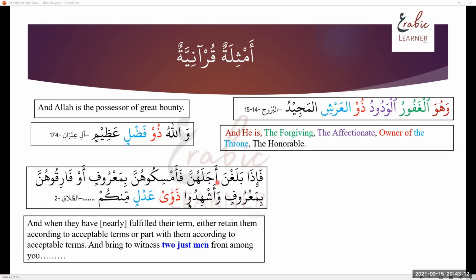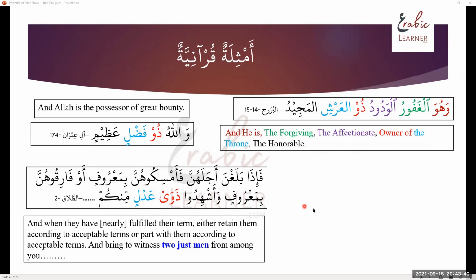Wa ashhidu. Anyway, this will be covered, inshallah. These fi'l will be covered. So this is what? Bring witnesses. Zawai adlin. So this is maf'ul, witnesses. Okay, this is fi'l, and here the fa'il is already there because it's plural. Ashhidu. So here it's coming to zawai adlin.